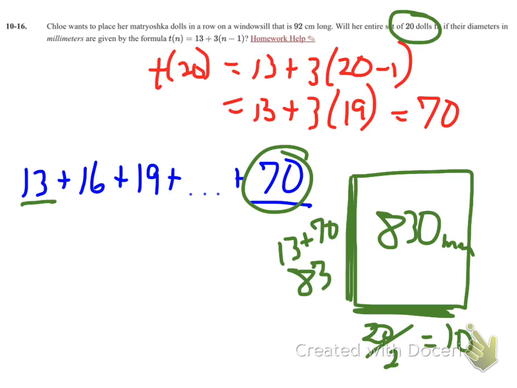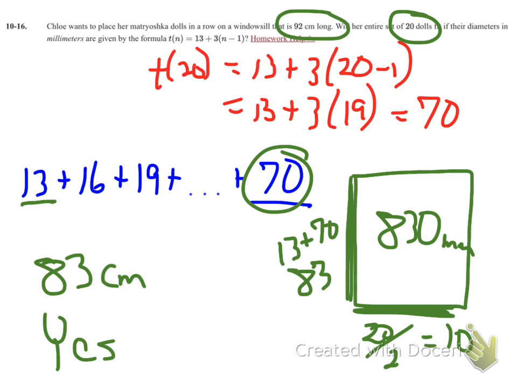To convert millimeters into centimeters, I just divide that by 10. So it's going to be 83 centimeters for all those dolls. We have a total length of 92. So yes, it will work out.